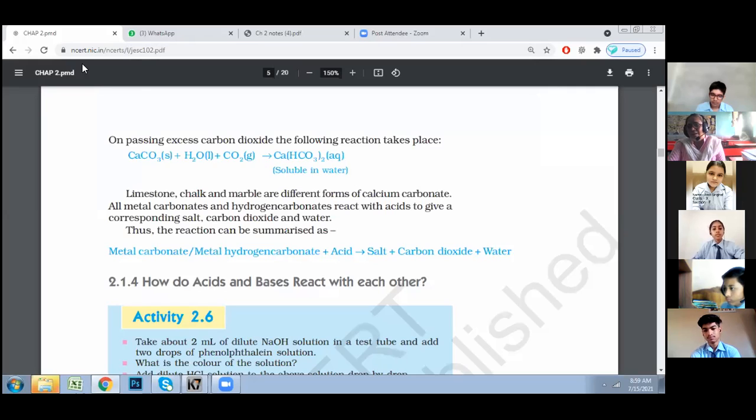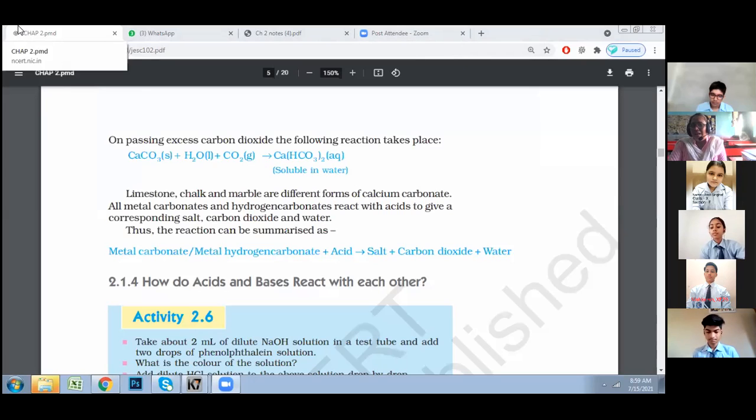Yesterday also we learned about strong bases. We called calcium hydroxide a strong base. Why? Because calcium hydroxide is completely soluble in water. Most of the time calcium salts are soluble in water, not completely. Calcium carbonate is slightly insoluble, but here, on passing excess carbon dioxide, it becomes completely soluble. Calcium carbonate and water mix very well due to the formation of a new product, calcium hydrogen carbonate, right?